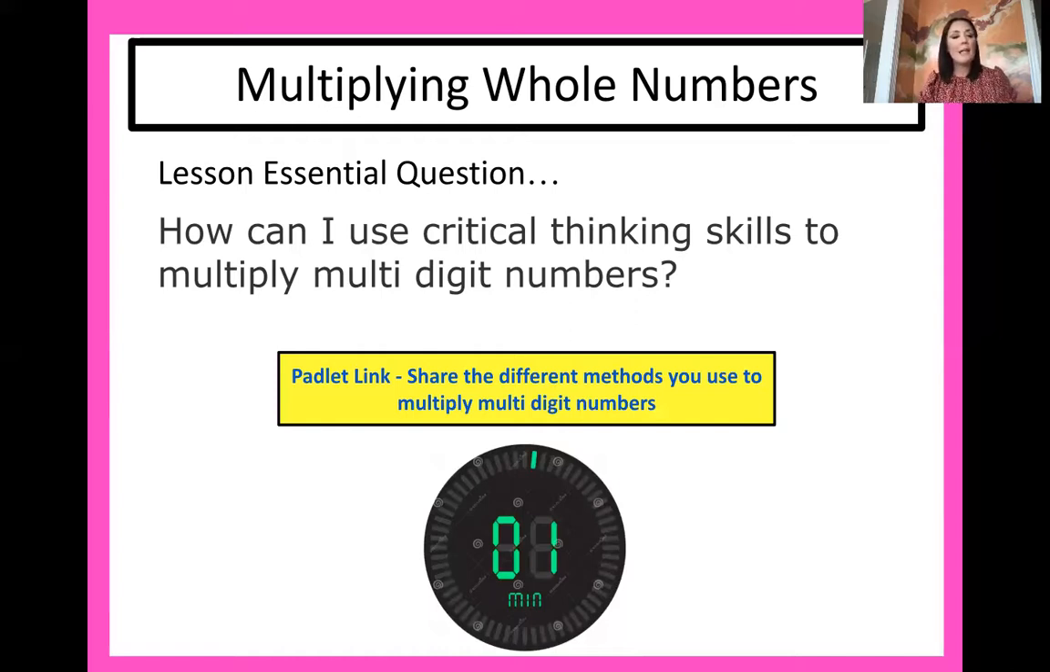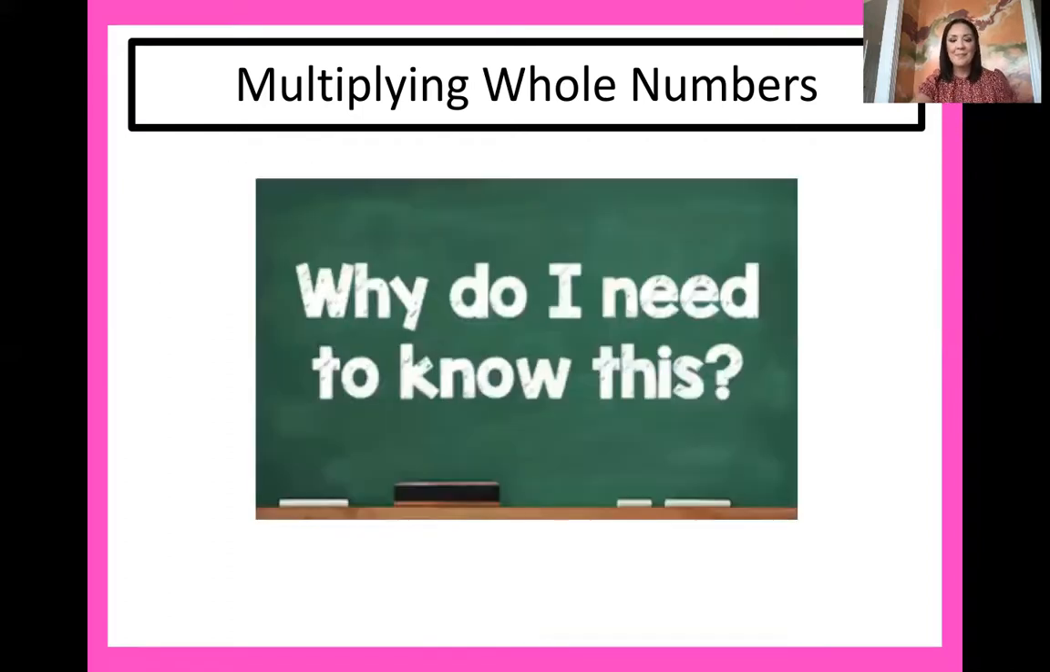When you get to the Padlet, I just want you to share out. I want you to share the different methods you use to multiply multi-digit numbers. This is a speed round, guys, so you have 1 minute. Okay, good luck. Great job, guys. I enjoyed reading your responses.